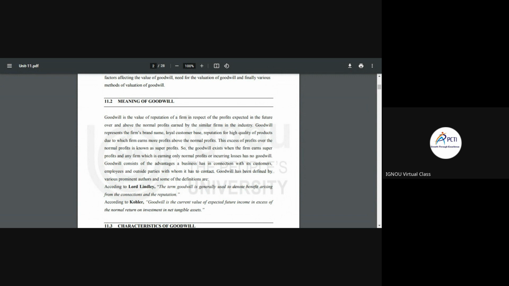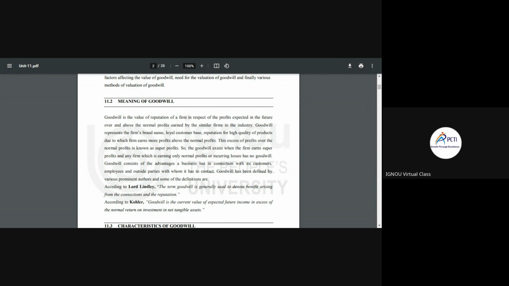Excess of profit over the normal profit is also known as super profit. Goodwill exists when the firm earns super profit, and any firm which is earning only normal profit or incurring losses has no goodwill. So goodwill consists of the advantage a business has in connection with its customers, employees, and outside parties with whom it has to contact.